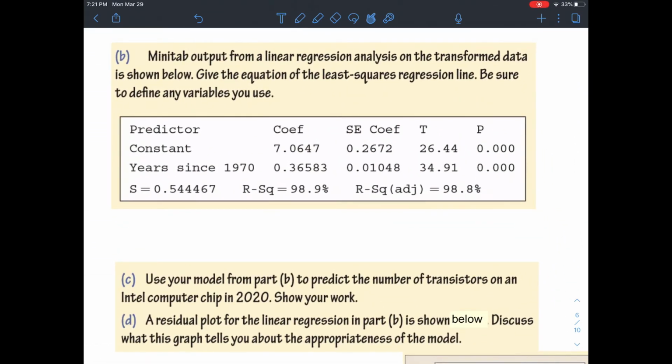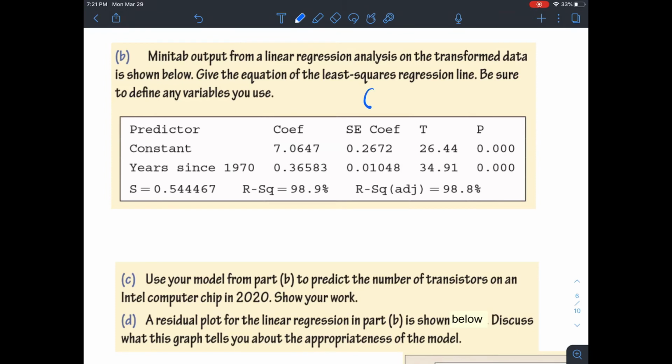This is what you should be seeing. The Minitab output from a linear regression analysis on the transformed data is shown below. Give the equation of the least squares regression line and be sure to define any variables. So here's what I want to write out first.